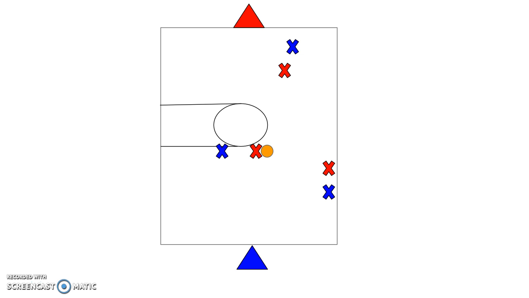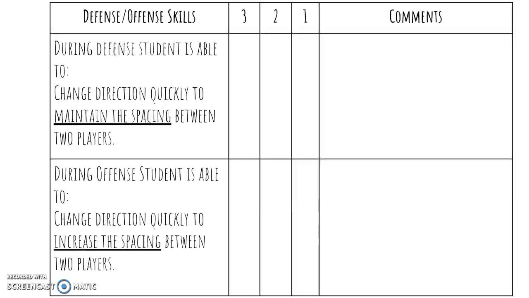So this activity will last about 20 minutes, and it will be graded based on the student's ability to maintain spacing when on defense and increase spacing when on offense. As you can see here, this is my grading card that students will receive, in which I will give them a score of a 3, 2, or 1, which I'll show you the rubric for in just a moment. When they get a score, it will have an X or a check mark in it, and then there will be some comments on why they received that score.